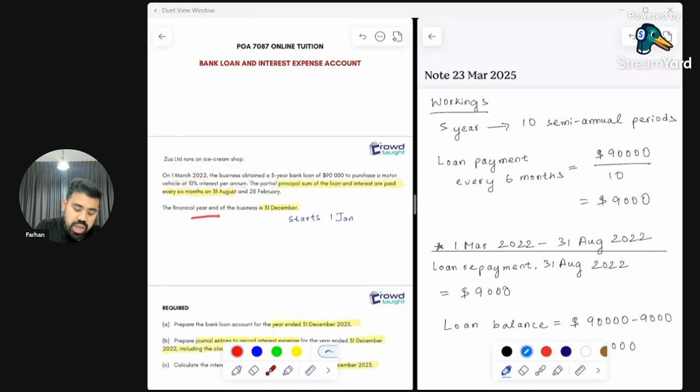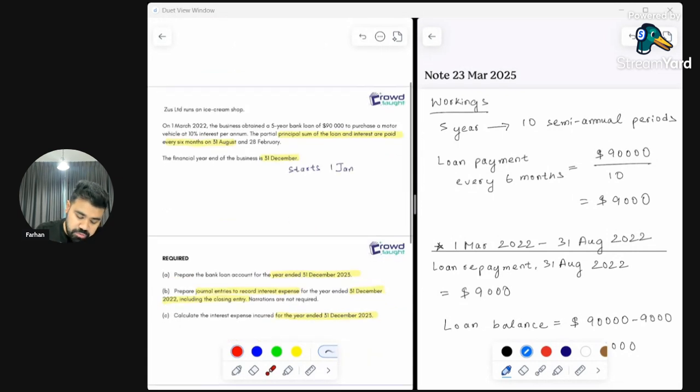The financial year end of the business is 31 December. So we are working with a business which prepares its financial statements at 31 December, which means its financial year should always start on 1 January. Okay? So 1 January is when the financial year starts for this business, and 31 December is when the financial year ends for this business. The requirement for the first question is to prepare the bank loan account for the year ended 31 December 2023.